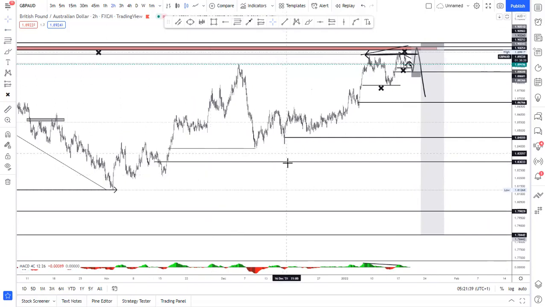GBPAUD. Now, the next I'll be looking out for is GBPNZD.